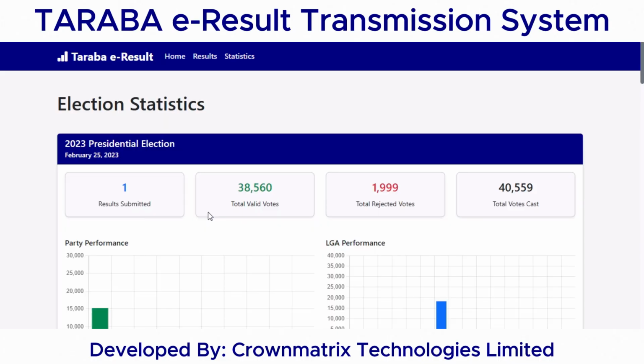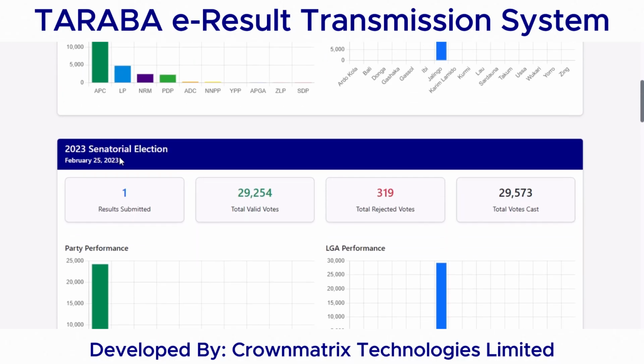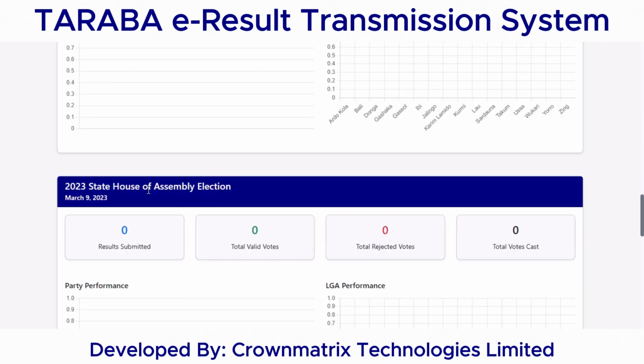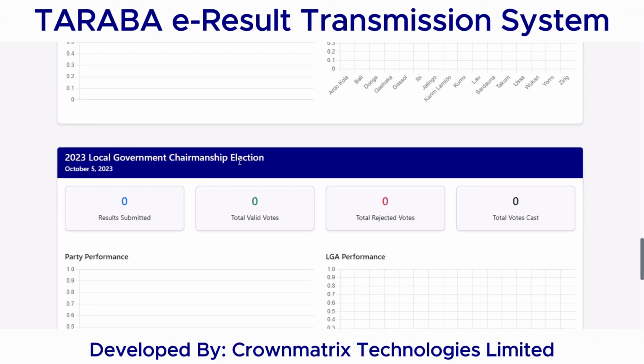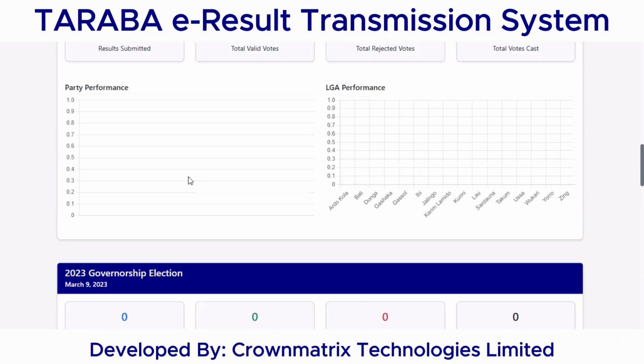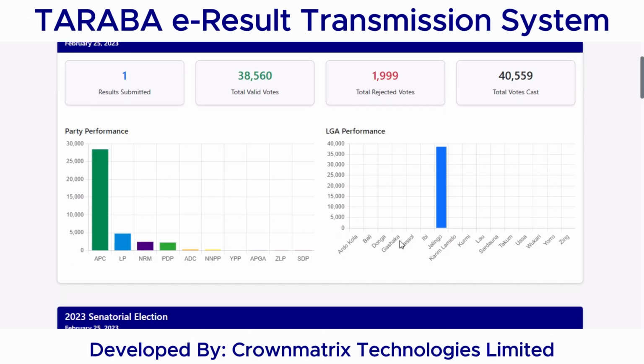When you click on the Statistics button, you should be able to see election statistics based on the election type. The first election type is the 2023 Presidential Election, followed by the senatorial election, House of Representatives election, governorship election, State House of Assembly election, local government chairmanship election, councillorship election, and so many elections if you want to list them up. Now looking at the first sample here, we have the presidential election. You can see currently votes are just cast in Jalingo local government alone, and we have a total vote of 38,560 in this particular category, and other local governments are still not yet done with their compilation.